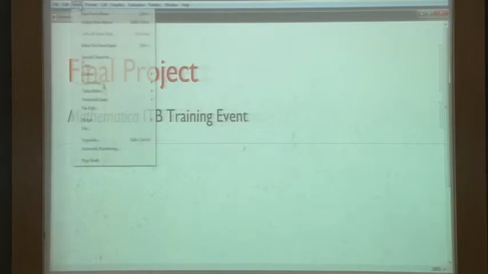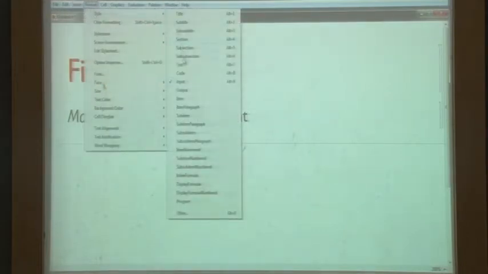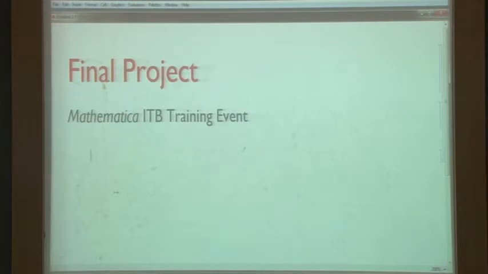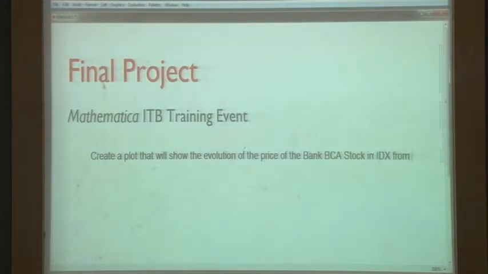All right, so let me tell you your assignment, all right? Let me put text here. Create a plot that will show the evolution of the price of the bank BCA stock in IDX from January 1st, 2008. Good luck.